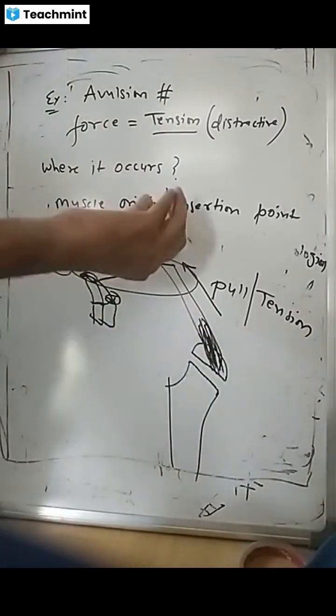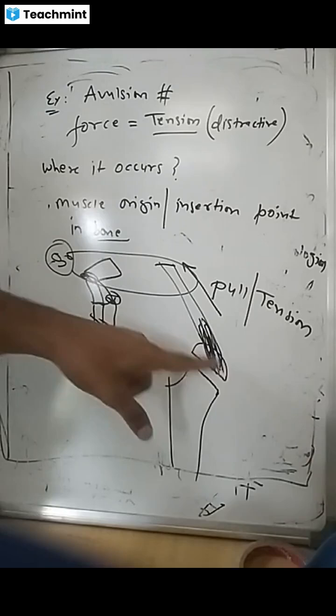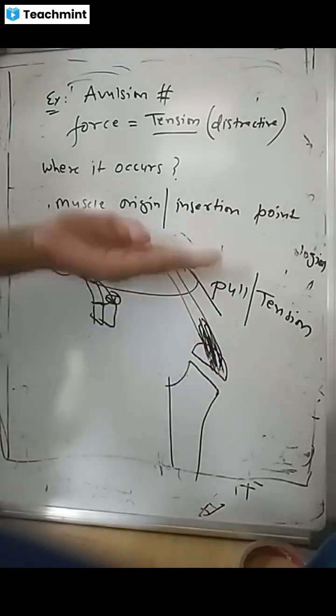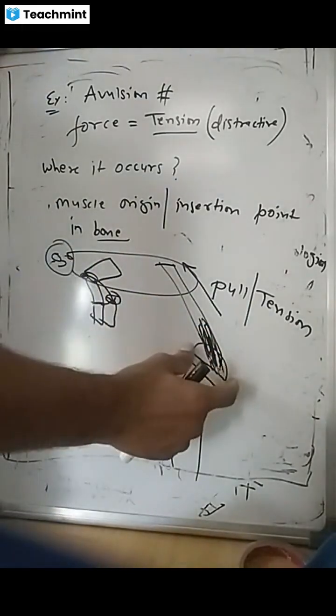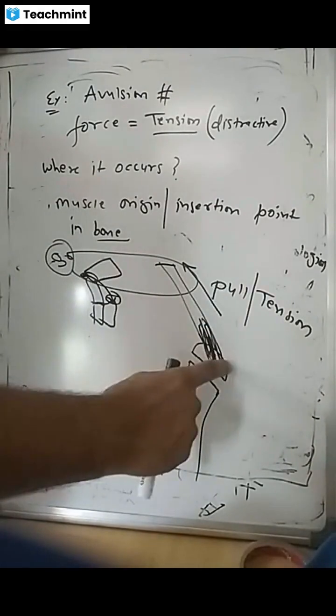The force is the pulling force generated by the muscle, where there is insertion of the tendon. It pulls because of muscle contraction and takes a piece of bone. This is called an avulsion fracture.